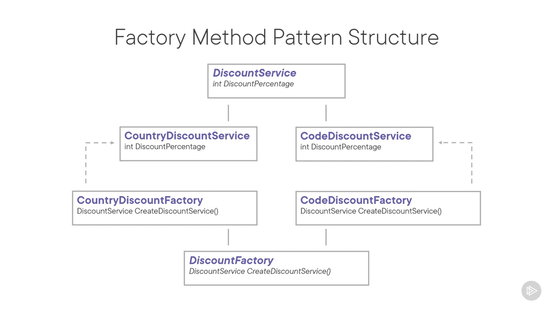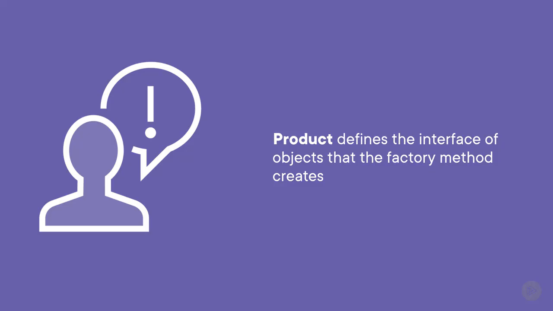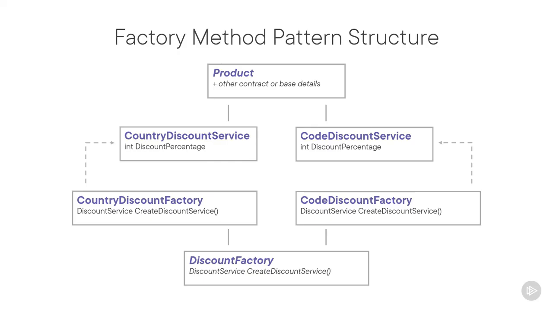When we map this to the pattern structure, we start with the product. That could be an abstract base class or interface for the thing that needs to be created. It thus defines the interface of objects that the factory method creates. In our case, that's the discount service class.